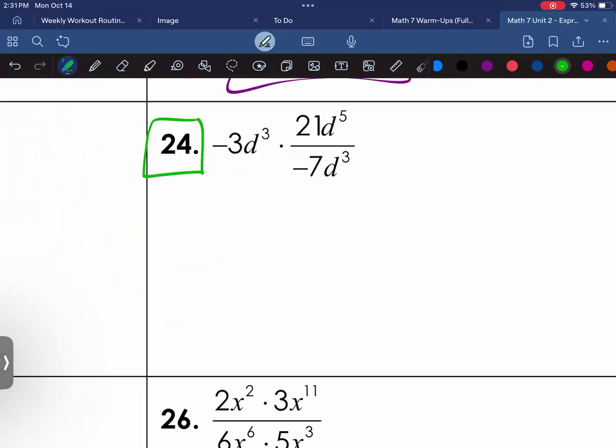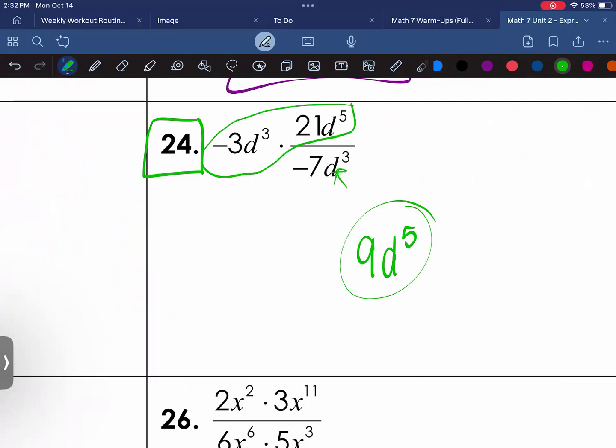All right, you should have paused the video and done this before you look at the solution. The solution to this is going to be 9d to the 5th power. Again, it doesn't matter if first you multiply this and then divide by here, or if you take care of the fraction first and then multiply, whatever you prefer.